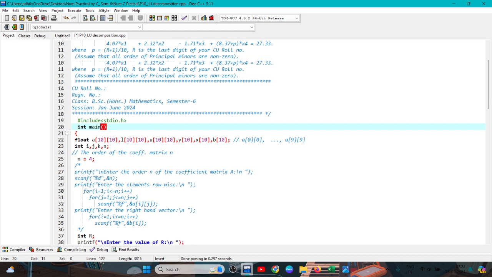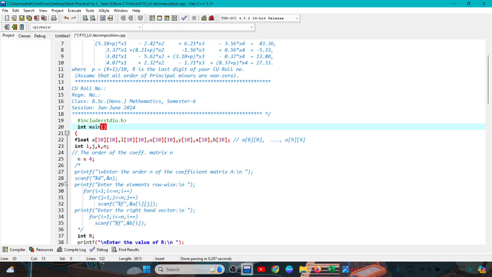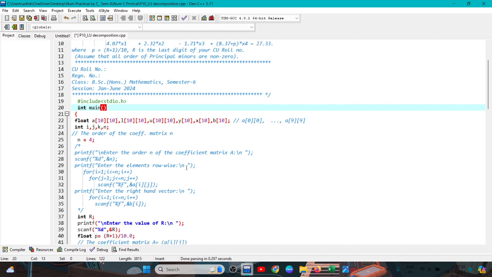Here the given problem is a 4 by 4 matrix. There are 4 linear equations with 4 unknowns. So here n equal to 4. We set n equal to 4, the order of the coefficient matrix. If you want to enter the elements yourself, term by term, you can write scanf: printf enter the order of n, scanf n, printf enter the elements row wise of the coefficient matrix, this is the aij, and printf enter the right hand vector, that is the bi.